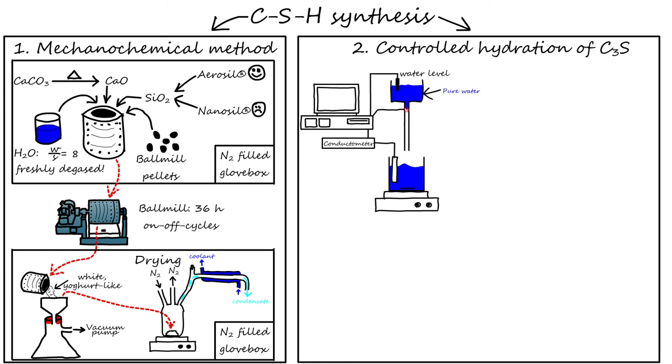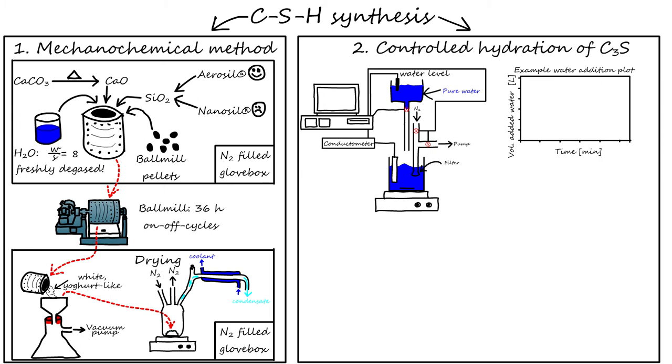At the same time, the same amount of water is removed via a pump through a filter so that the water-to-solid ratio stays constant. To avoid blocking of the filter, it is flushed by nitrogen when the pump isn't working. The amount of water added is recorded and can be plotted against time. It looks like this. In Elena's thesis, it is discussed how this curve can be related to the degree of hydration.